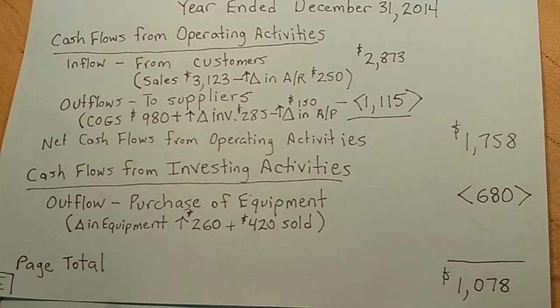So the first thing we need to do is find those cash flows from operating activities. You can see here that I've determined that we had a cash inflow from customers of $2,873. Well, where did that come from? Notice it came from sales on the income statement of $3,123.